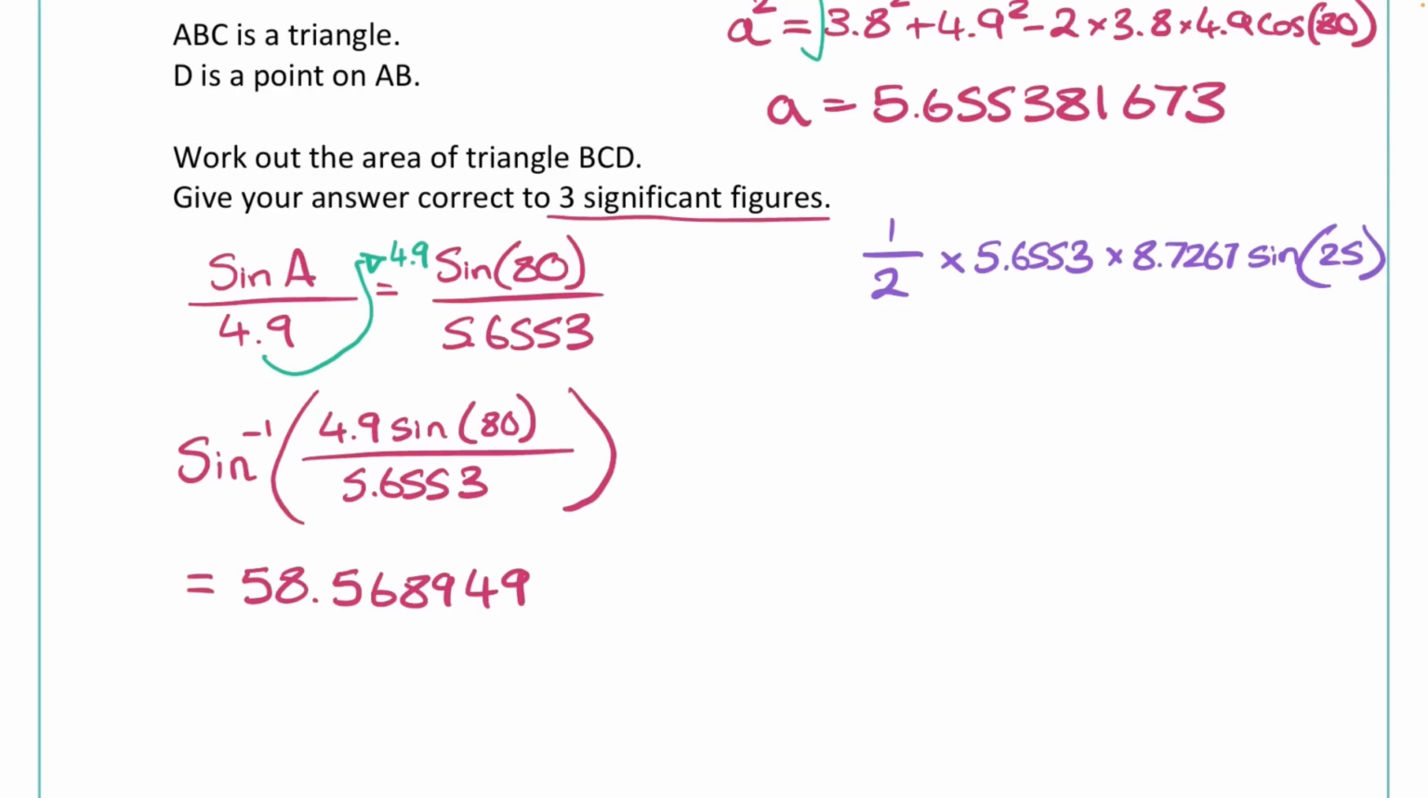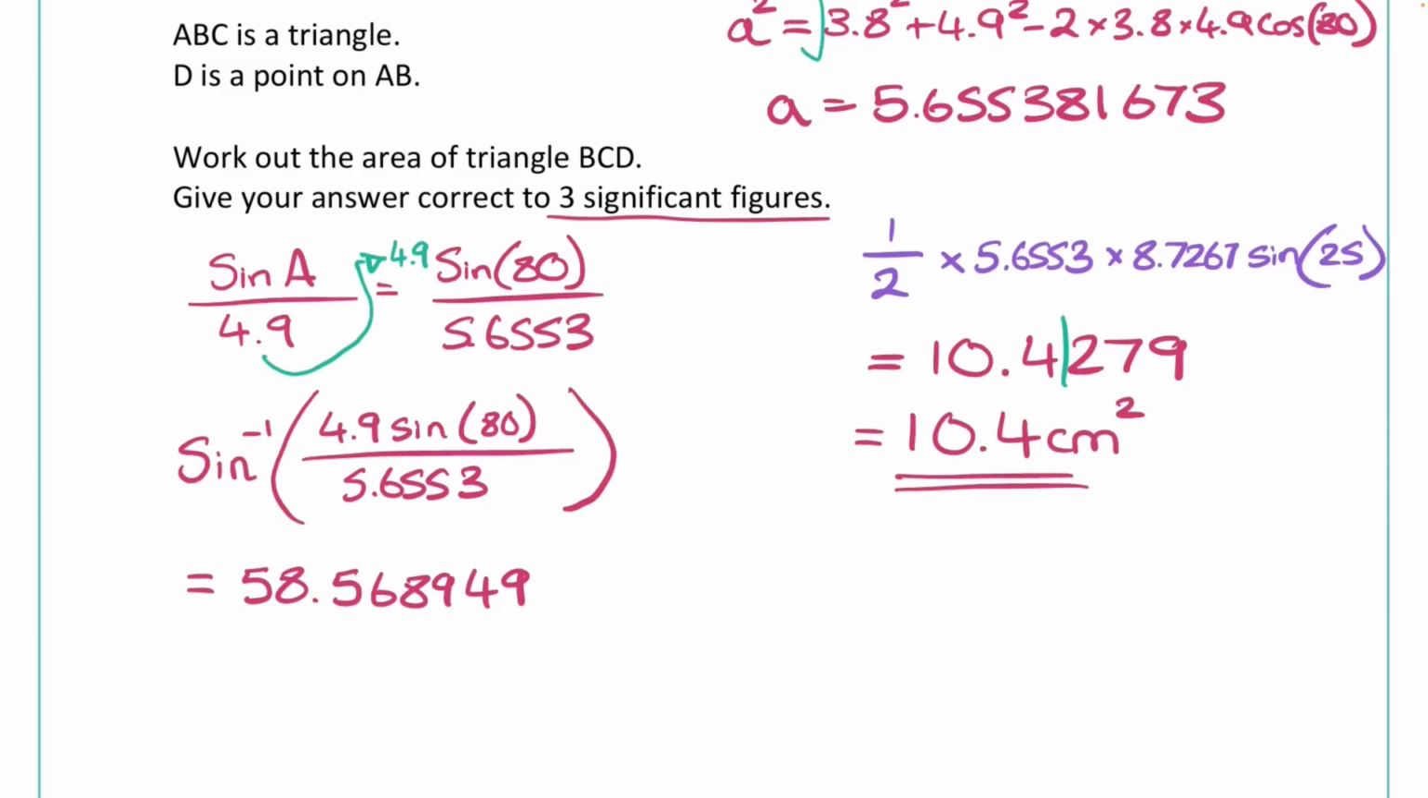We are basically done now with this question. That comes out as 10.4279 to 3 significant figures. Drop it after the 4. So that is 10.4. It is an area. It is in centimetres. So centimetres squared.